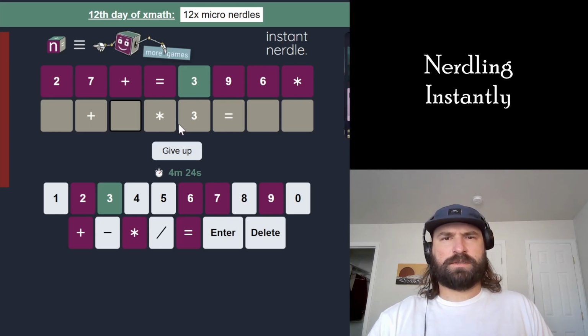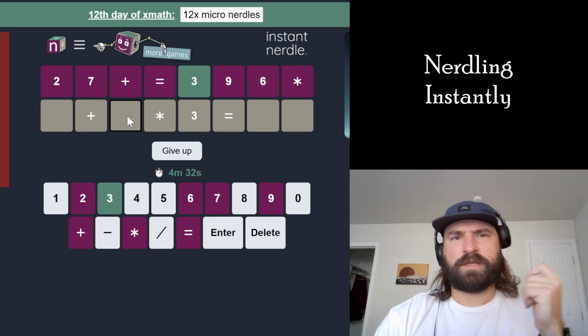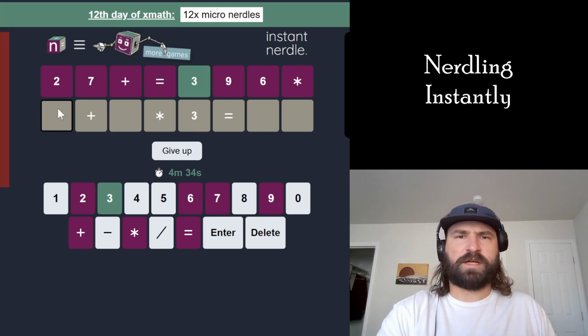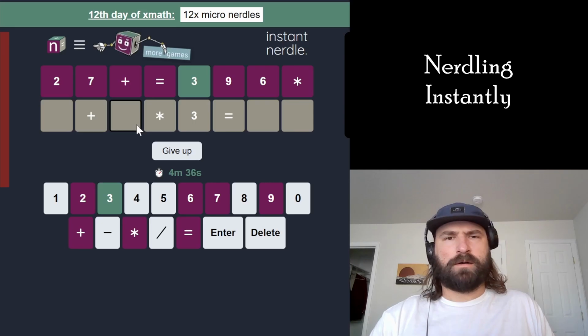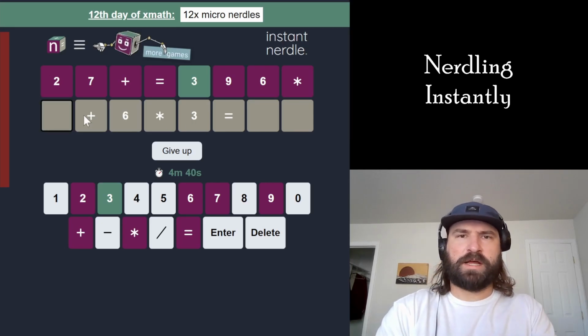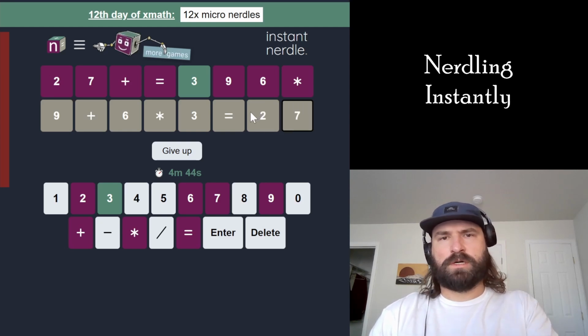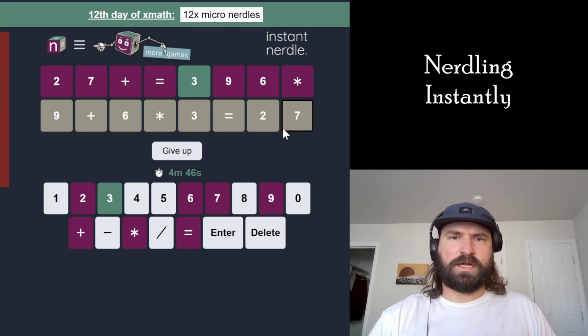9 times 6. 6 times 3 is 18. Oh, plus 9. There it is. Okay, so I missed that somehow the first time through. So 6 times 3 is 18, and then the numbers that I have left are 9 and 2 and 7, and this just works. Because 18 plus 9 is 27.